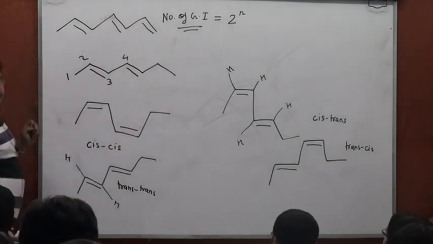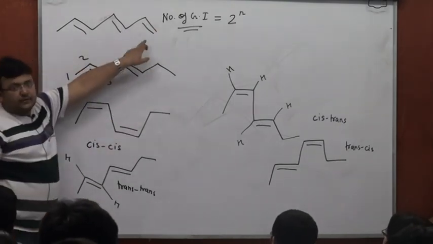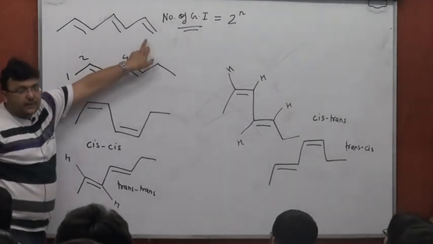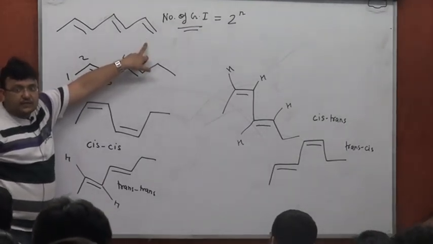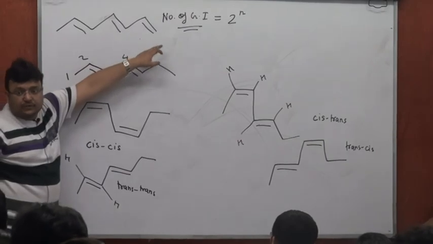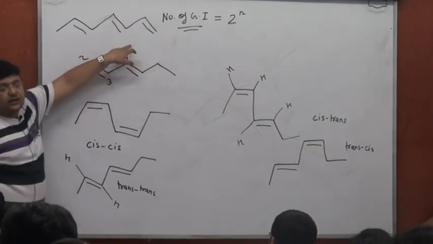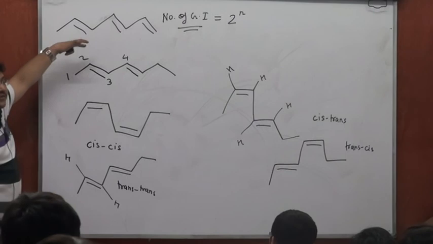So in case you have a compound like this given, you just don't end up counting the pi bonds, because you will not count this as 3 pi bonds. Because around this pi bond, there will be no geometrical isomerism because it's a terminal alkene, 2 hydrogen atoms on the same carbon. So here you'll count number of pi bonds as 2 only.